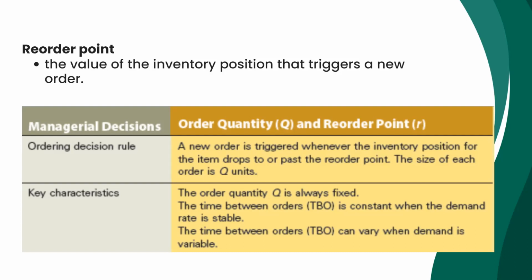And then key characteristics, the order quantity Q is always fixed. The time between orders TBO is constant when the demand rate is stable. The time between orders TBO can vary when demand is variable. Meaning, key characteristics refer to the qualities, feature, or attributes that defines and differentiate an object or entity. These characteristics are often used to describe, identify, and categorize things.